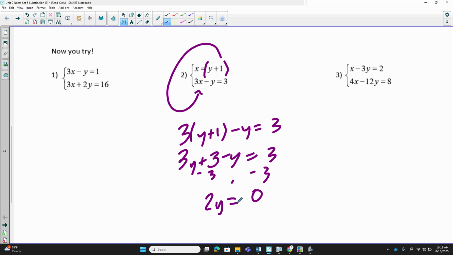Now 2 into nothing is not 2. When you try to divide nothing by something, it's still nothing. Now, you're not allowed to divide by nothing. You can't divide by nothing. It doesn't make sense.